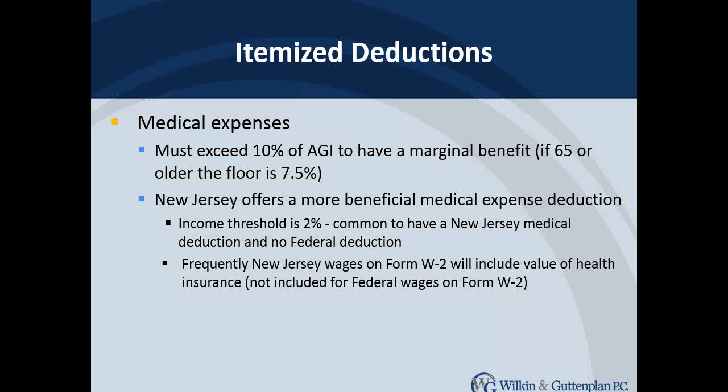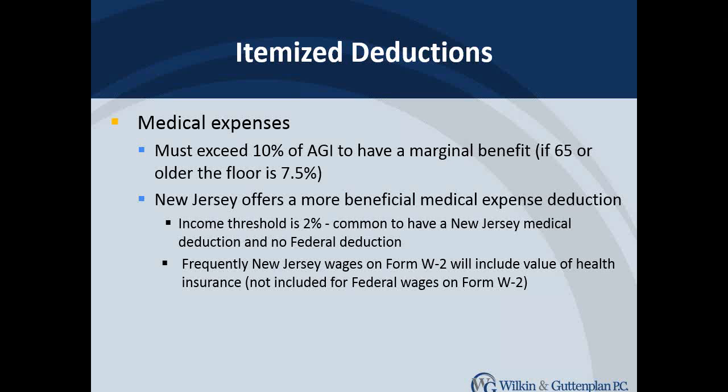The other thing to note with medical expenses is if you're 65 or older, that floor is 7.5%. So for taxpayers that are older than that age, the floor just comes down a little bit. Everything we've been talking about so far has been federal-based. The one thing we'll add some color to is New Jersey, when there is a difference that's really important to note.